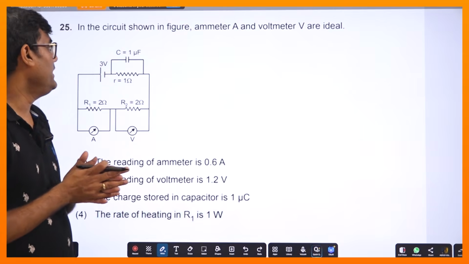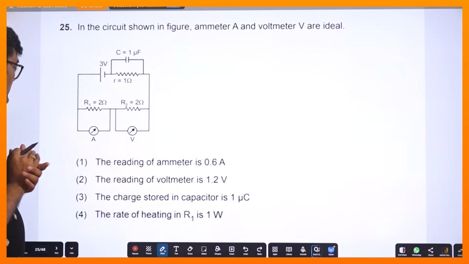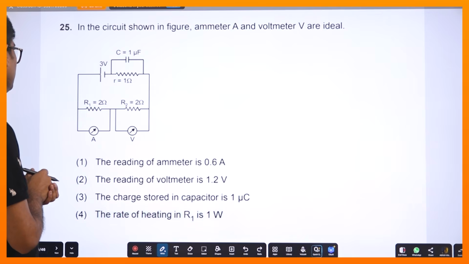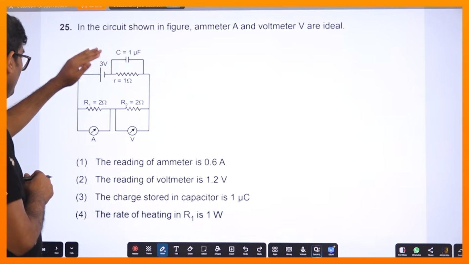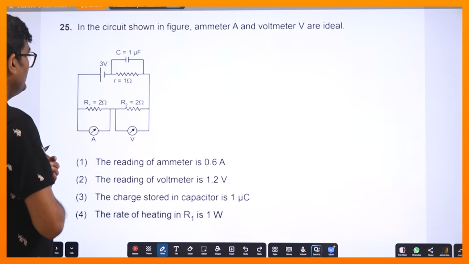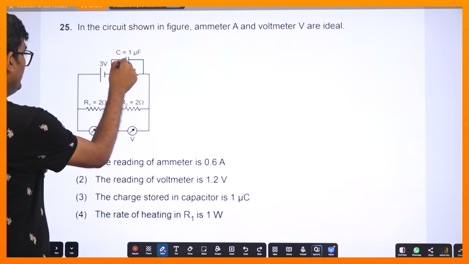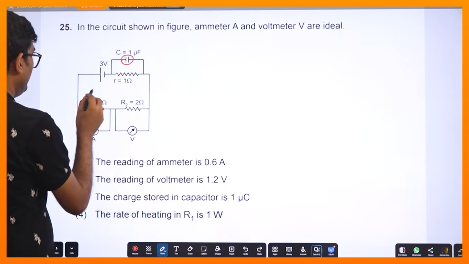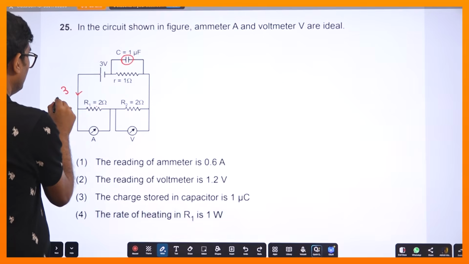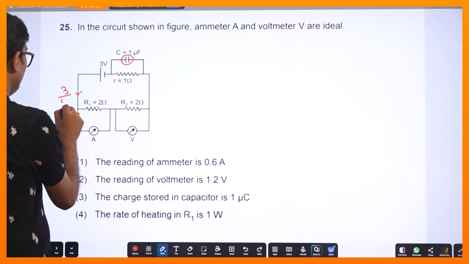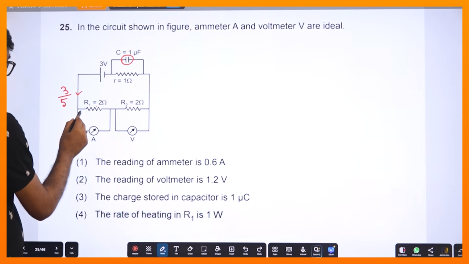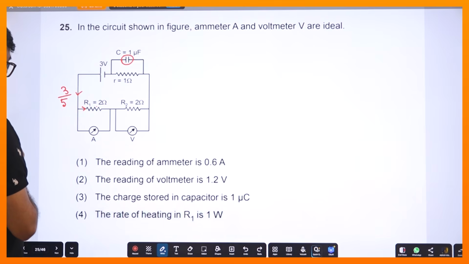In the circuit, an ammeter A and a voltmeter V are ideal. The reading of the ammeter, reading of the voltmeter, charge stored in the capacitor, rate of heating. So many things are there. Let's see, if it is an ideal state, means steady state condition, then there should not be any current flowing through the capacitor, right? So the current everywhere is equal to 3 by 4 plus 1, which is 3 by 5 ampere. So the ammeter here reads 3 by 5 ampere.